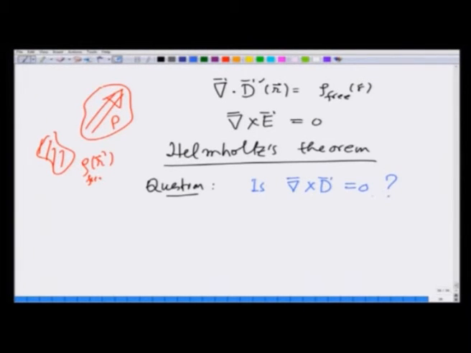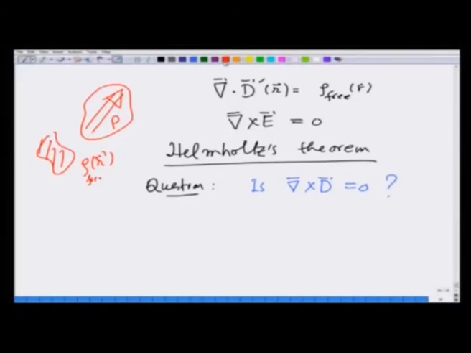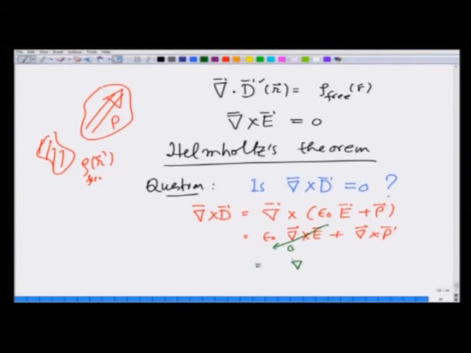If curl of D was 0 and it was well known, it becomes like a problem of calculating electric field. Then I know the divergence and curl of D. I can write D as a gradient of a potential and do all the calculations the way we did earlier. But this is not necessarily true, because curl of D will be equal to curl of epsilon 0 E plus P, which is epsilon 0 curl of E plus curl of P. This is 0, so I am left with curl of P.